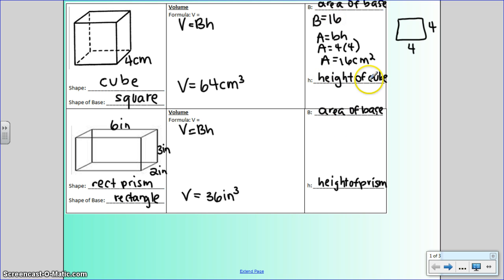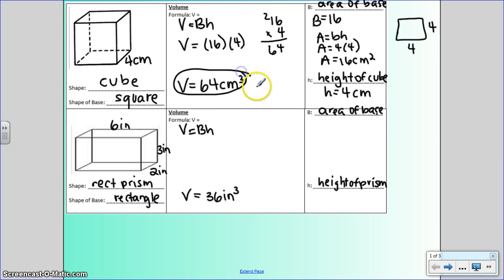The height of the cube, well, since it's a cube, every dimension is 4 centimeters. So the height of the cube is 4 centimeters, and I'm going to substitute that in. Area of the base is 16, the height of the cube is 4, and 16 times 4 is 64 centimeters cubed. And that's how we get our answer there. Okay, the rectangular prism is very similar.